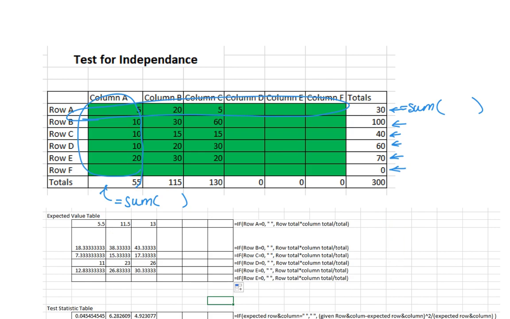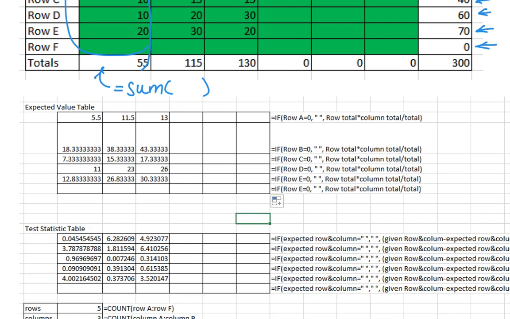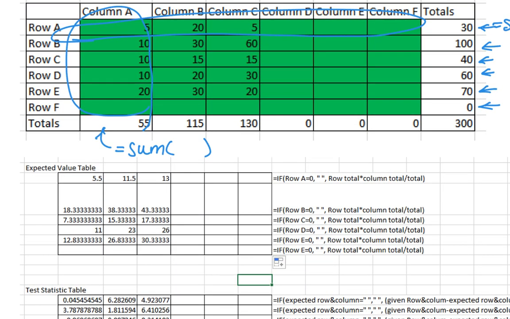Now, the expected values table, this is way more interesting. What we do with the expected values table is, in each and every one of these cells, we're going to have an equals. We're going to grab row A, the entire row A from up here. So in Excel, I did the equal sign and then I typed in IF, a parenthesis. And then I grabbed this entire row, not including the totals, from this entry to this entry.